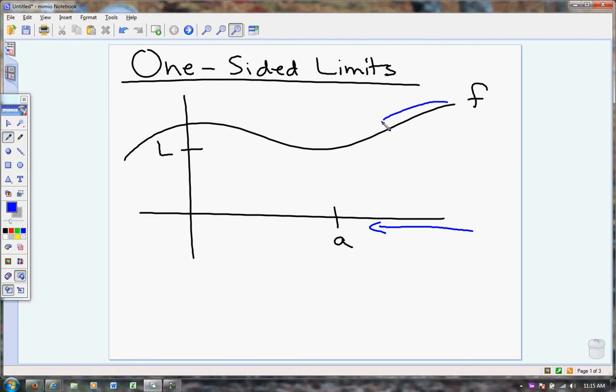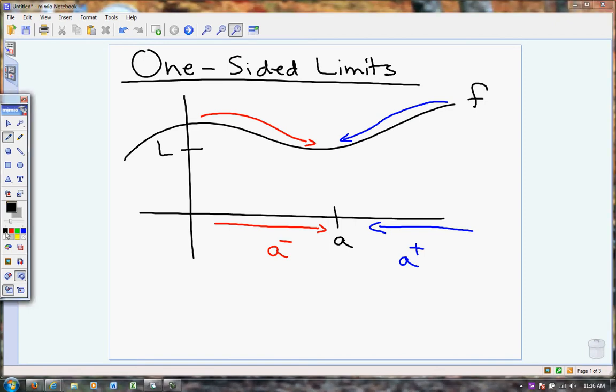As we come down this function, what is happening with the function as we only approach it from the right, or what is happening as we only approach the function from the left. When we are approaching from the left, we think of that as approaching a from the left, and we put a little minus sign above it. When we approach a from the right, we put a little plus sign above it. So what we're looking at is left and right-hand limits, or one-sided limits.